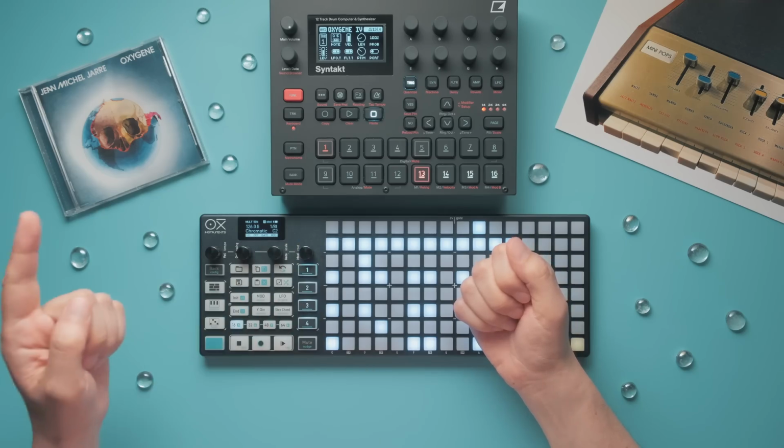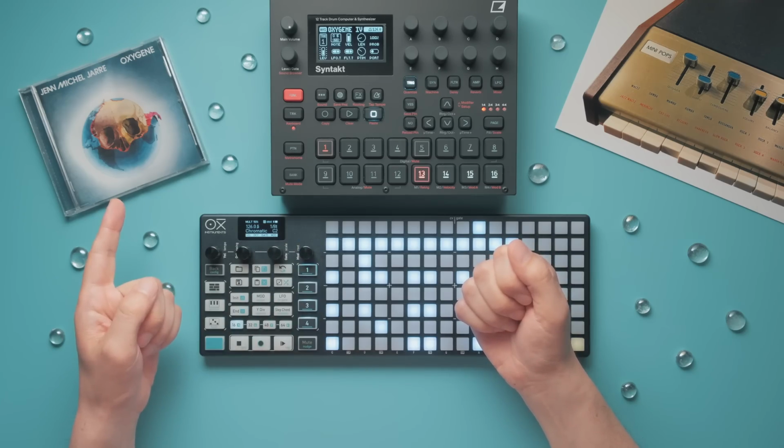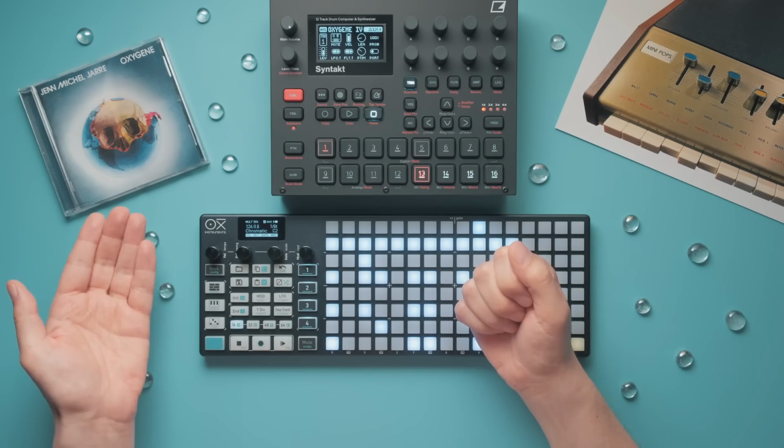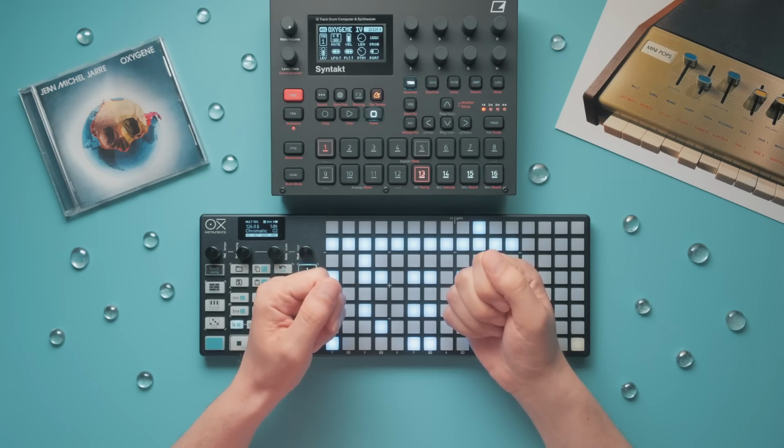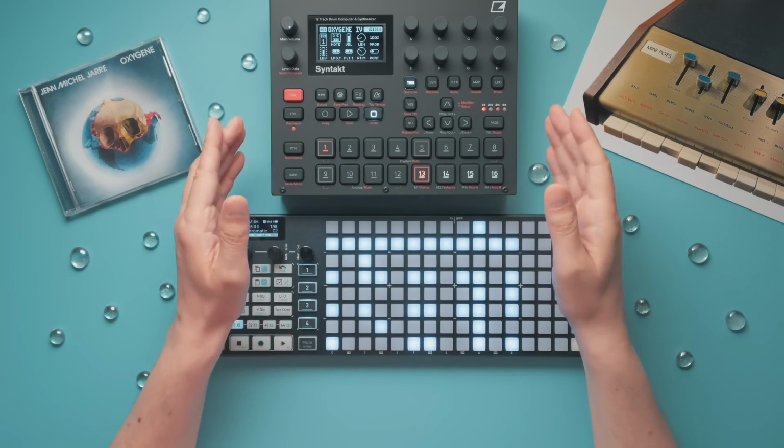Today we're looking at the drums of Oxygene Part 4 by Jean-Michel Jarre. This is a true classic and a surprise hit that spearheaded the 70s synthesizer revolution. It was also recorded entirely at home, which was an absolute novelty back then. While we'll be using the Syntakt, you don't necessarily need one.